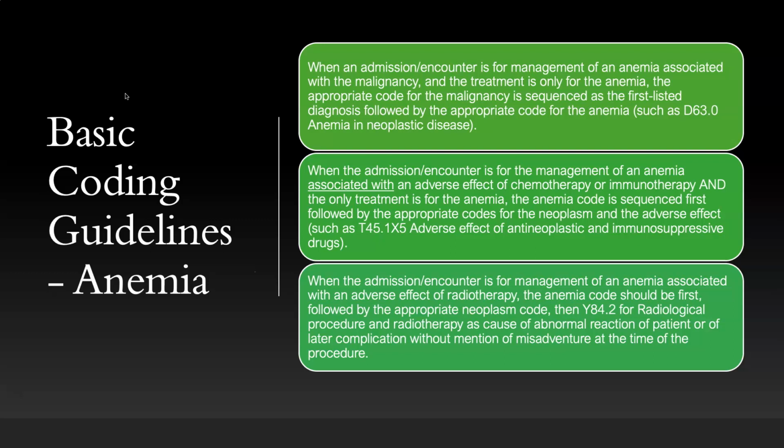Okay, when the admission or encounter is for the management of an anemia that is associated with an adverse effect of chemotherapy, immunotherapy, those types of things, and the only treatment is for the anemia, then you can code the anemia first, followed by the neoplasm code and the adverse effect code, which is going to be your T45.1X5, adverse effect of anti-neoplastic and immunosuppressive drugs. So that one is totally flipped from the first one.